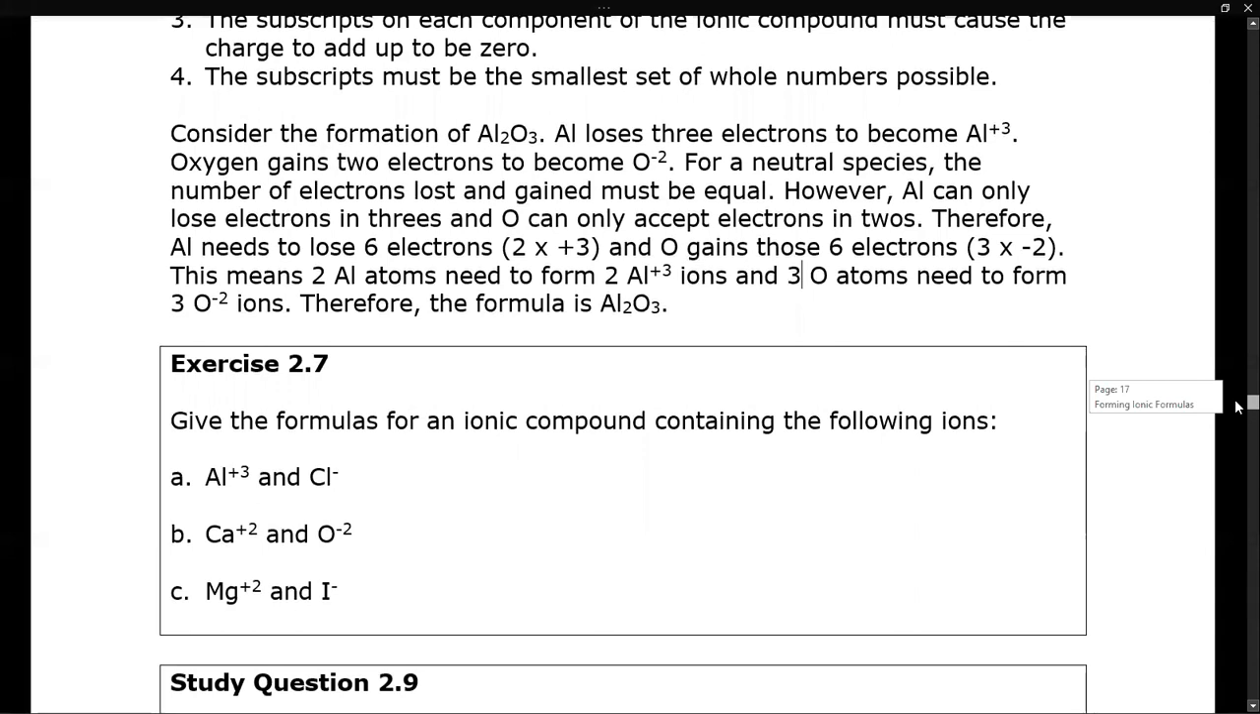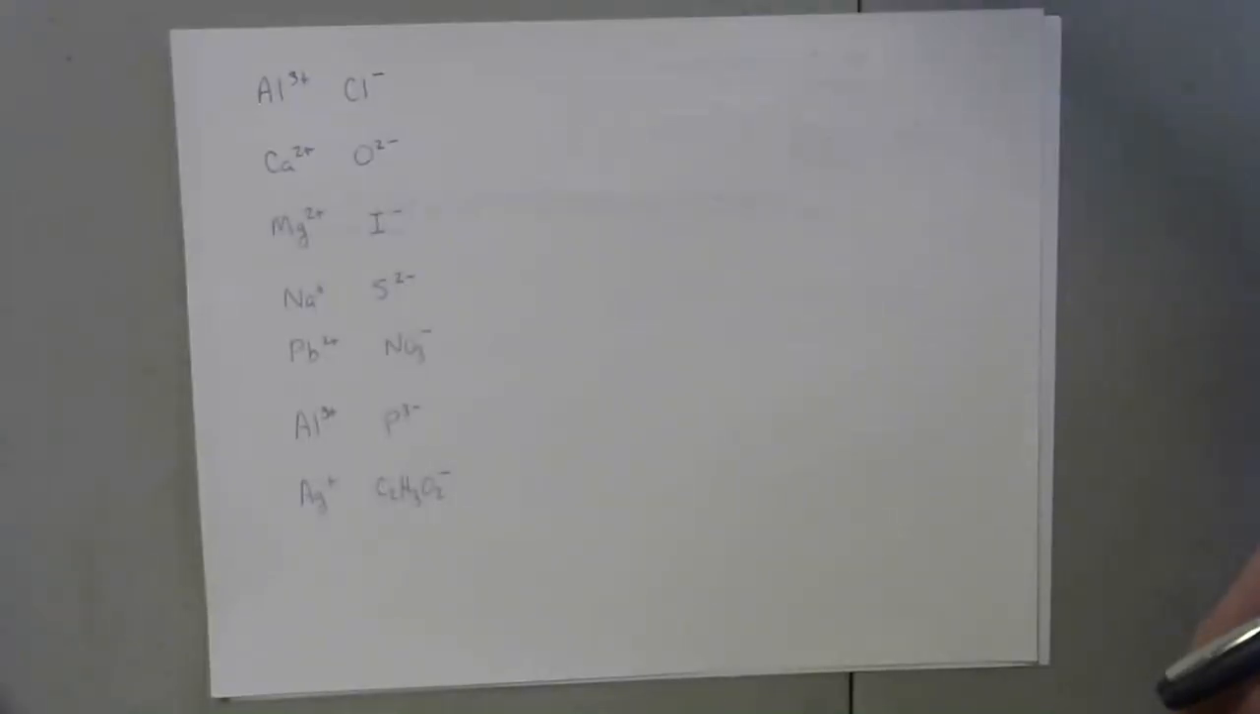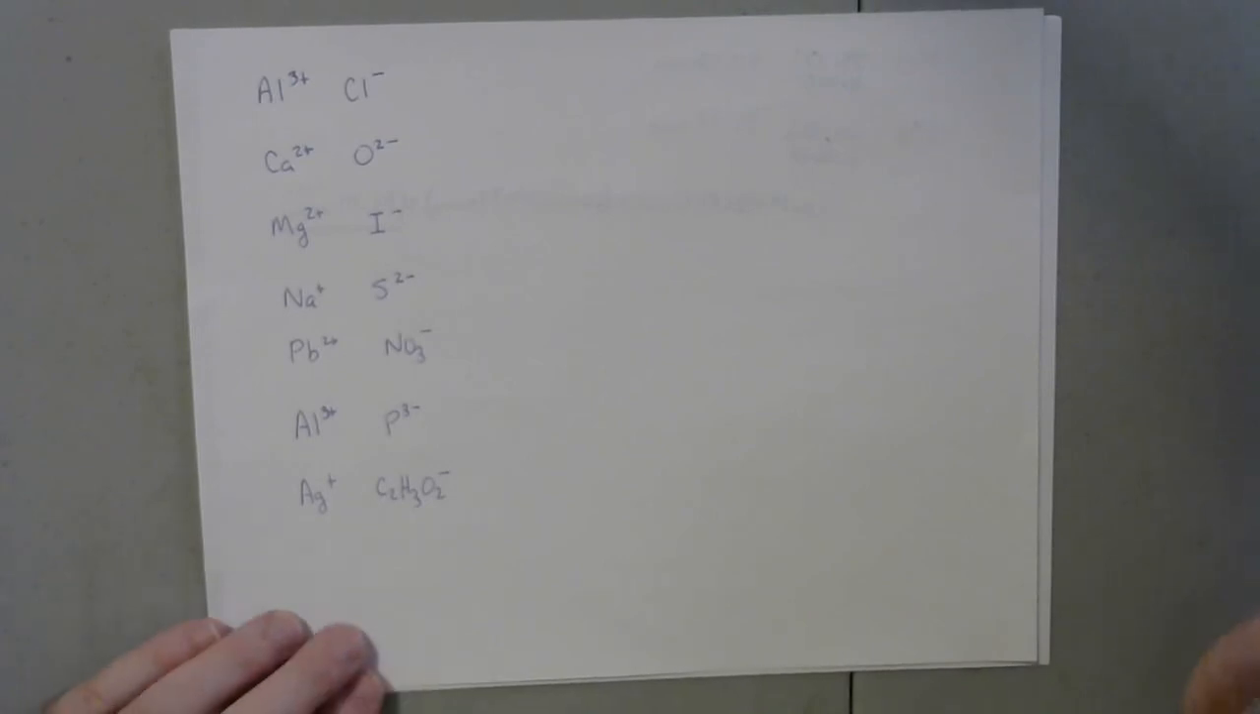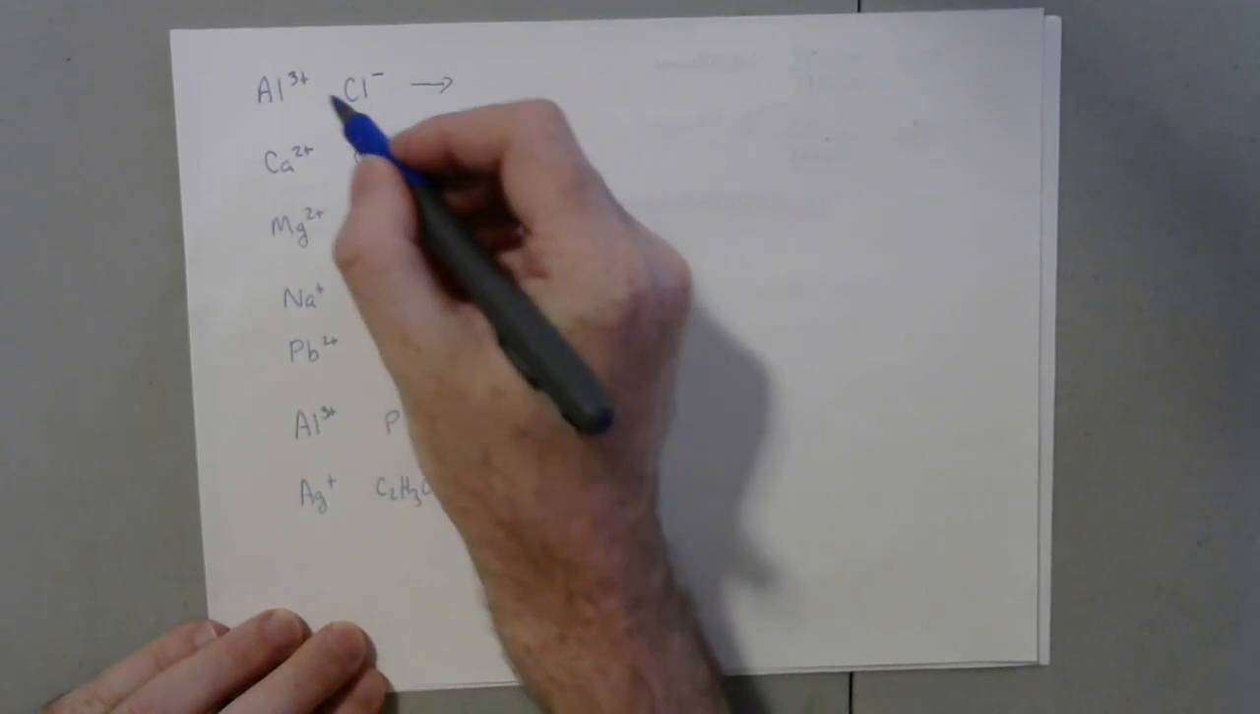So let's look at these two questions. I'll go ahead and work through some of these study questions and maybe do a couple more. So we want to get the formulas for the ionic compounds for the following ions for both questions, and we'll work through some of those on paper for you. All right, so let's look at these formulas from these ions. So what is that going to make it?